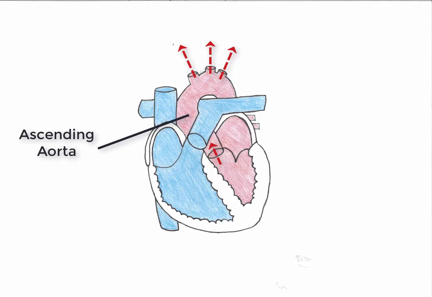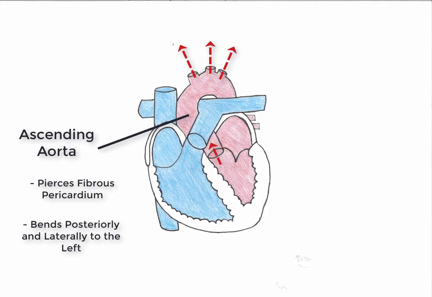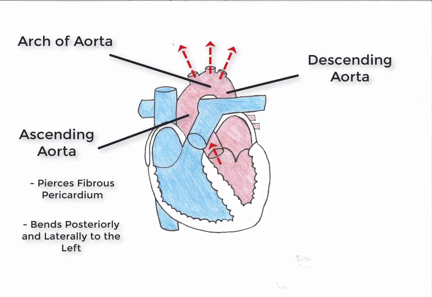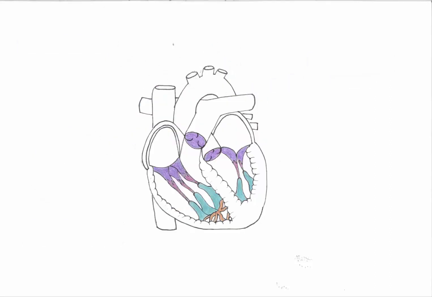The ascending aorta pierces the fibrous pericardium surrounding the heart, where it then turns backwards and to the left, forming the arch of the aorta. After the arch, the blood travels through the descending aorta and into all of its subsequent branches. The heart also has several specialised features that help it to perform its function more efficiently.